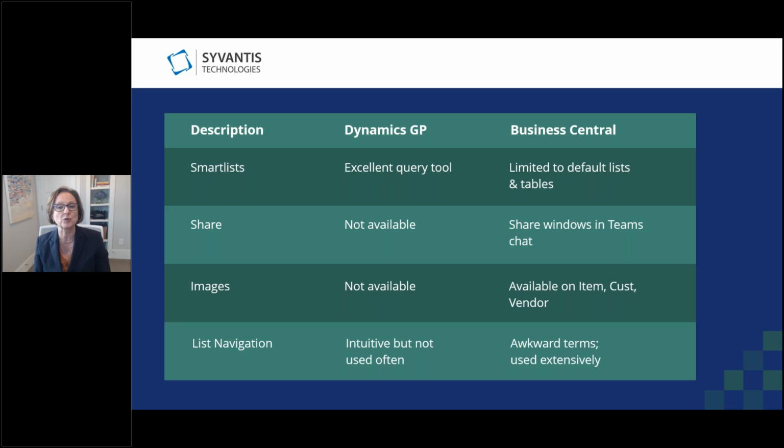Images in Business Central are available on the items. So you do item images and you can pass them up to your website, etc. Customer and vendor, it's there, but most people don't use them because who wants to see a picture of their customer's face every time that they invoice them?